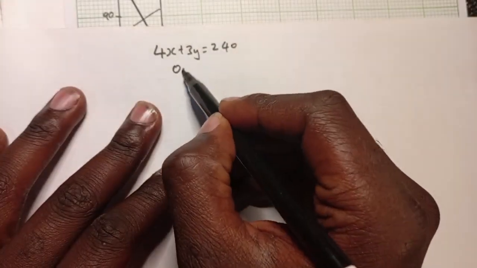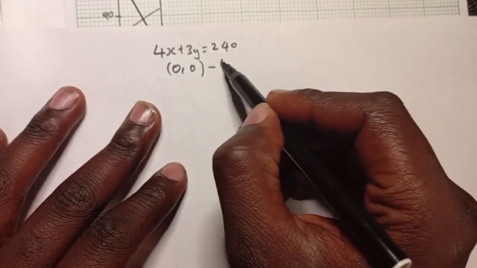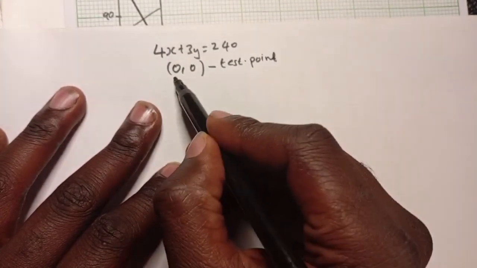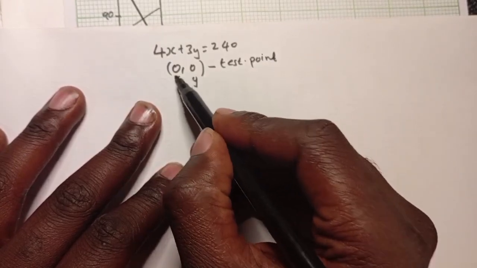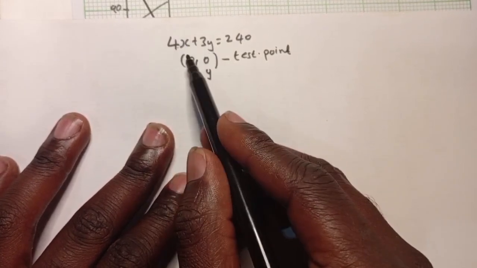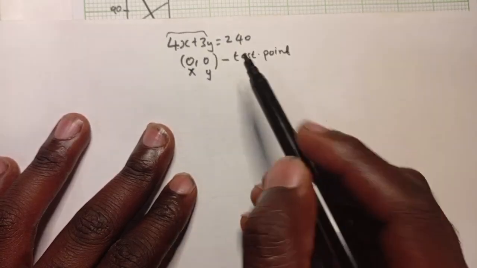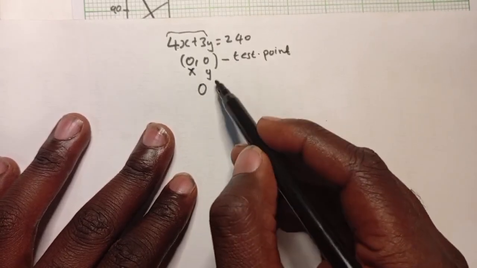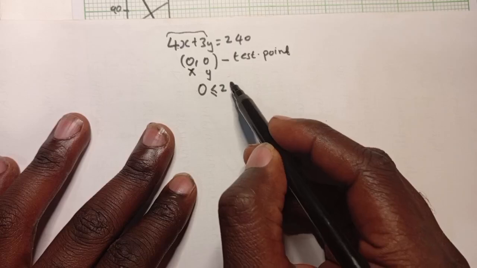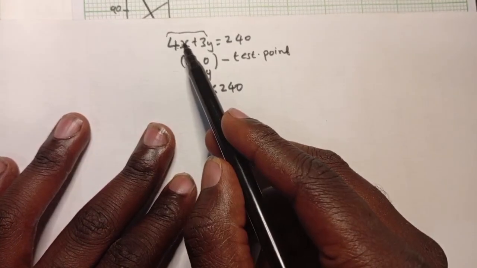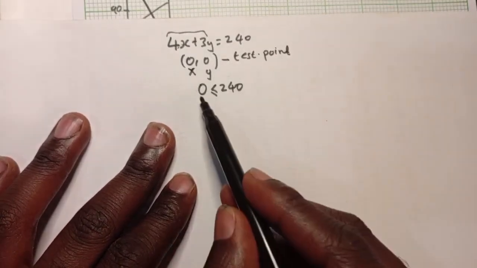So we're going to use 0, 0 as a test point. So this will be x, this will be y. Now, if x is 0 and y is 0, if we put zeros here, all this thing will be 0. So it's going to be 0. What was the sign we had here? Is less than or equal to 240. If we put 0 here, 4 times 0 is 0. So you still get 0.